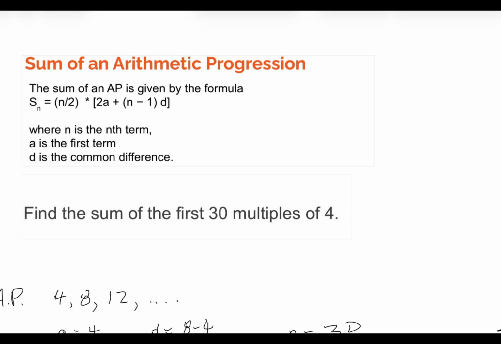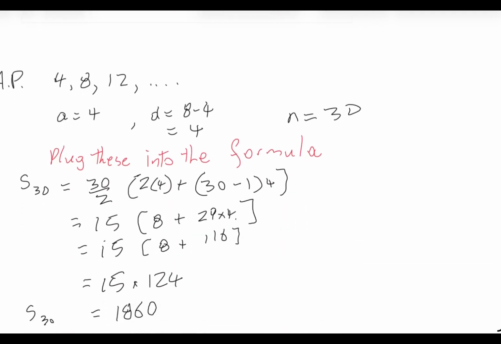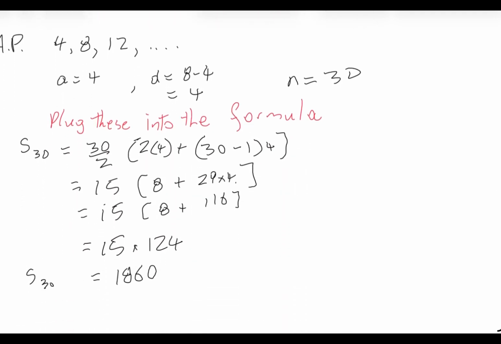That AP will look like 4, 8, 12, and so on. Here a is equal to 4, d is equal to 8 minus 4, which is equal to 4, and n is equal to 30. Plug these into the formula.